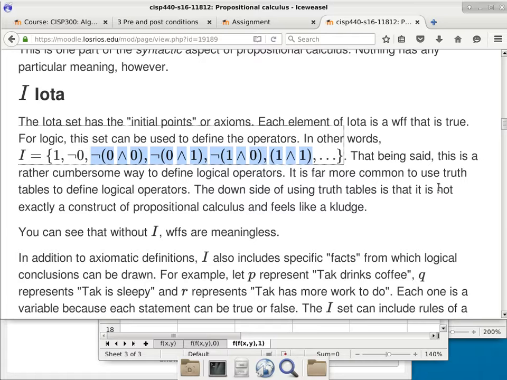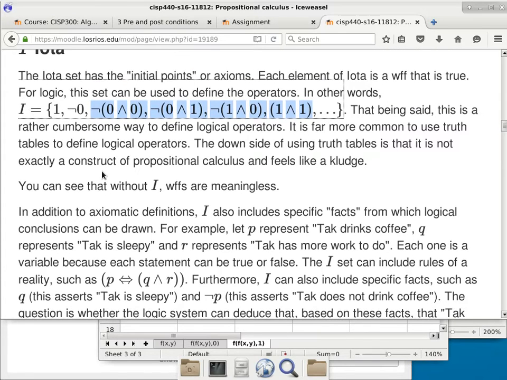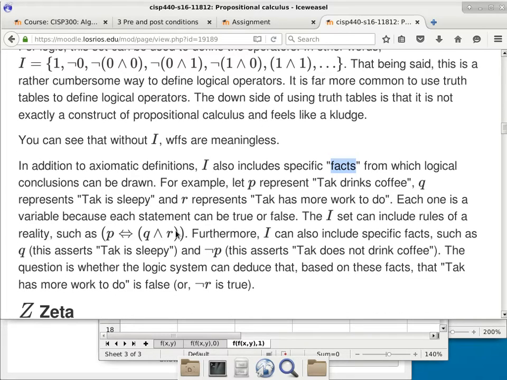But there's something else to be here. In addition to the portion that I have already included here, these are the axiomatic definitions. They're basically just axioms. Don't ask me why, but this is how things are supposed to be defined. But I would also include specific facts from which logical conclusions can be drawn.